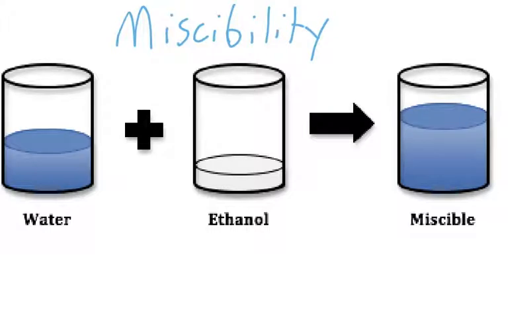Miscibility is something else in solubility, and basically miscibility is when something can dissolve in something else and vice versa. So like water and ethanol. Ethanol is a kind of alcohol. And so basically, if you pour a little bit of water in ethanol, it will dissolve. And if you pour a little bit of ethanol in water, it will dissolve. So they both dissolve in each other.